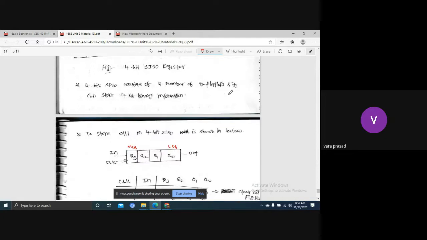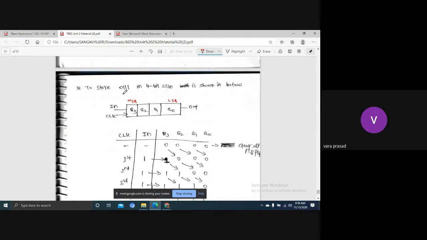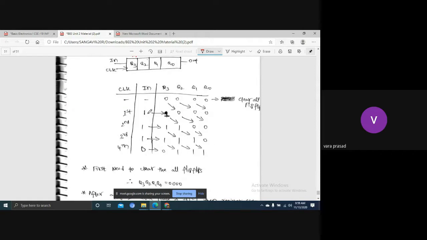A register can store binary information. Now I need to store 0, 1, 1, 1 in this 4-bit register. How is it going to be stored? Here is a truth table for the clock I'm applying, with the input data in and the data out. First, we need to clear all the flip flops, so 0, 0, 0, 0 will be there.